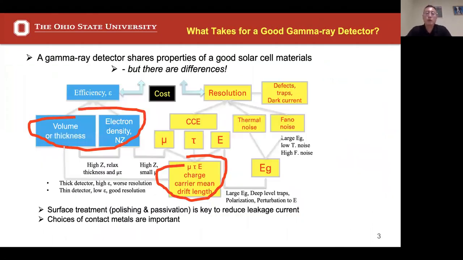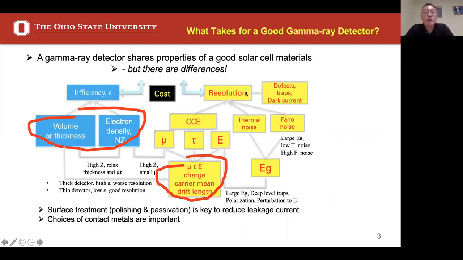So I will say something about perovskite, also based on a broader picture of what is really required for a good gamma detector. A gamma detector really shares lots of good properties of solar cell materials. Silicon, as I mentioned, in the 60s was a very good radiation detector, but started as a solar cell. The same thing for germanium and CZT. So we always look at what's been good for solar cells and we can convert that into radiation detection. That is also the case for perovskite.